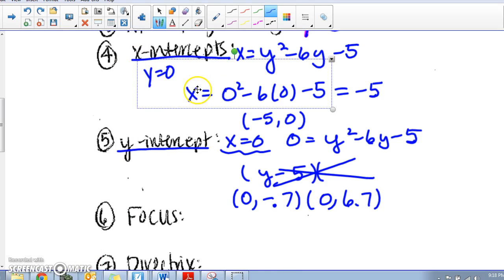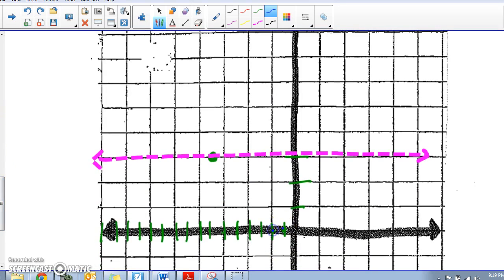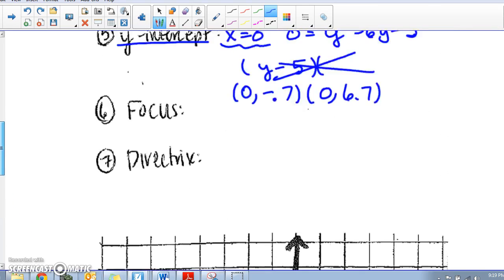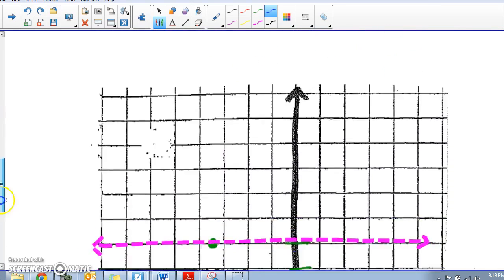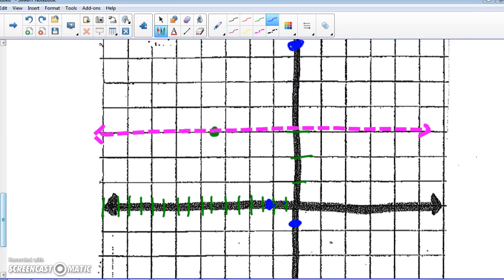So y-intercept in this case is when x is 0. X-intercept is when y is 0. So whenever the squared term is with the y, it'll switch based on what we did earlier today. So negative 5, 0. So 2, 4 will be right about here. And then our two y-intercepts were negative 0.7 and 6.7. So negative 0.7 will be back here. And 3, 4, 5, 6.7 will be up here. So again, just remember we're using the same idea in the formula. We have our nice parabola.